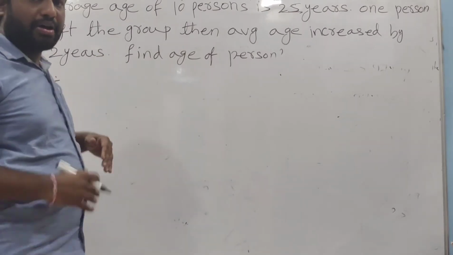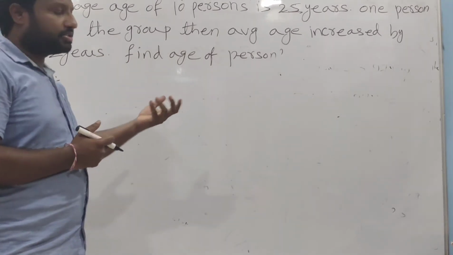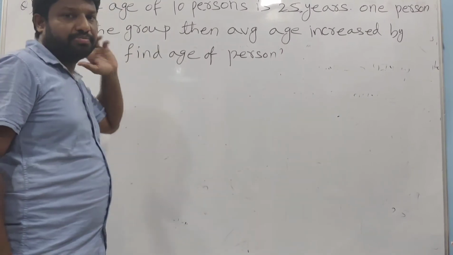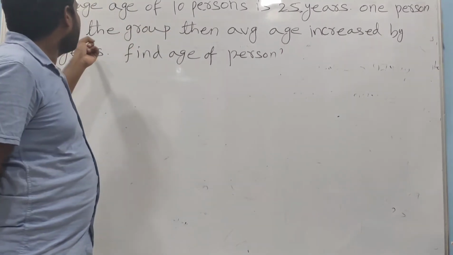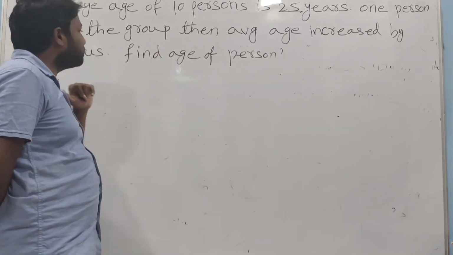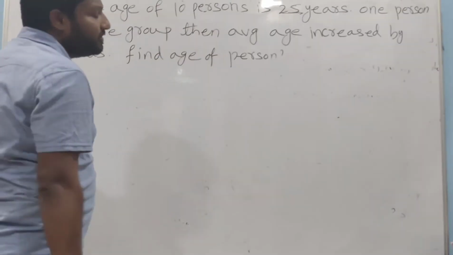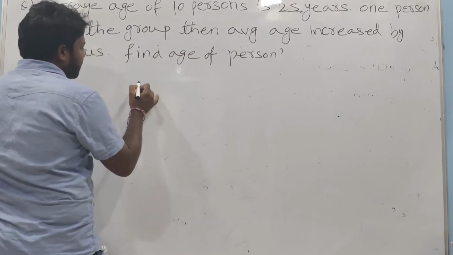Now the same problem I will do in another method. That is the method we have learned before. In the previous video I told that formula also. The average age of 10 people is 25 years. One person left the group, then the average is increased by 2 years. Find the age of the person. Now see this, I learned one formula.